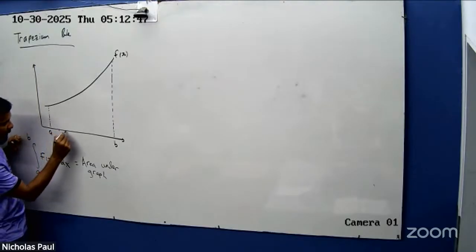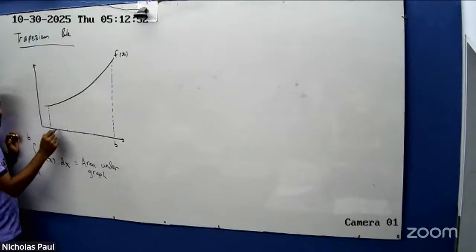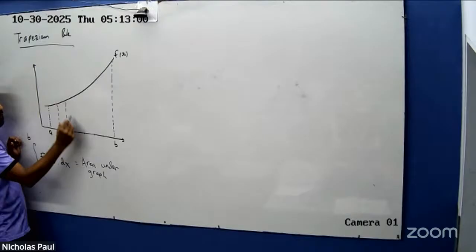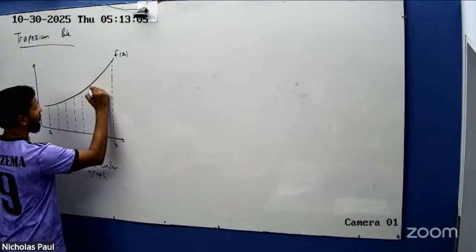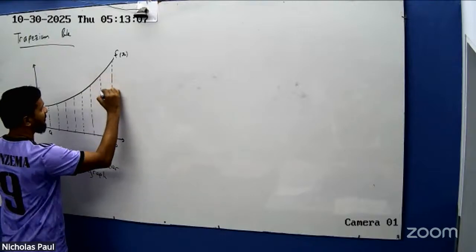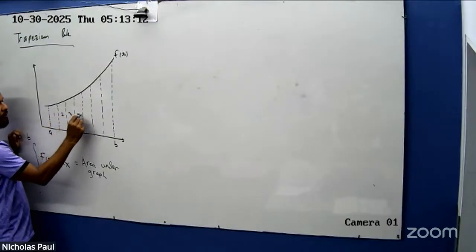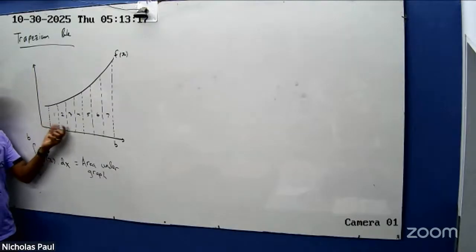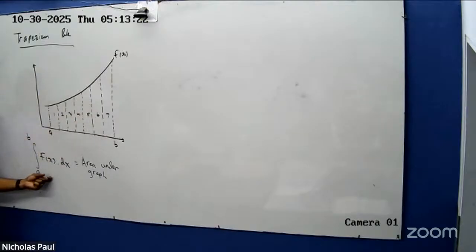We could get 1, 2, 3, 4, 5, 6. Let's say I were to split this up into 6 trapezia. One here, next one here, 2, 3, 4, 5, 6. If I were to split it into 7 trapezia of equal widths and add them up, I will be able to find the area under the curve, right?